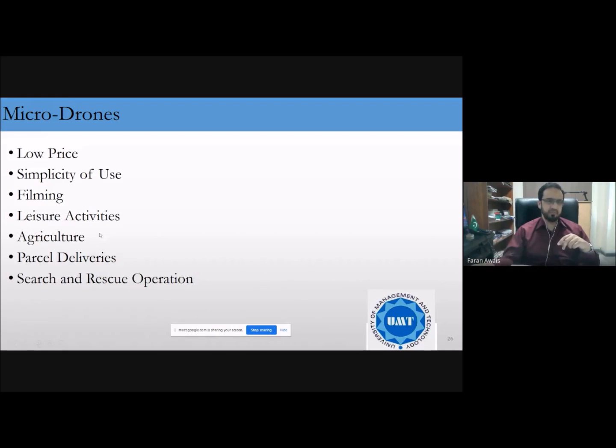Micro drones are also playing a part in the agricultural sector. In the area of agriculture, there's a lot of use of micro drones. I'm going to talk about that separately in coming slides as well. Also, you must have heard about parcel deliveries using micro drones in the West, especially. And of course, micro drones can be used for search and rescue operations. So yes, micro drones are extremely important and beneficial, and they're turning out to be a very useful and handy object in so many areas.